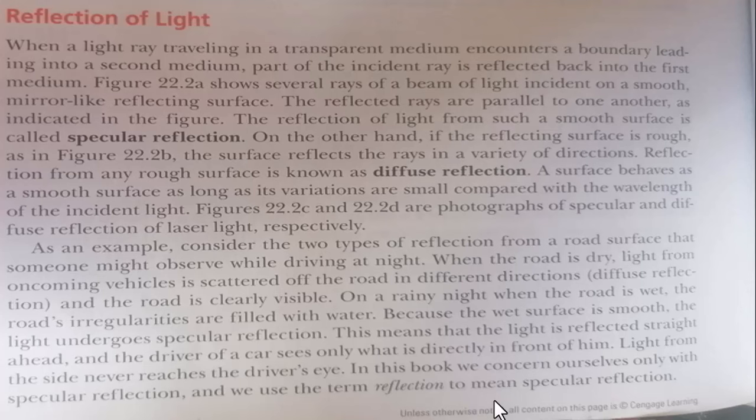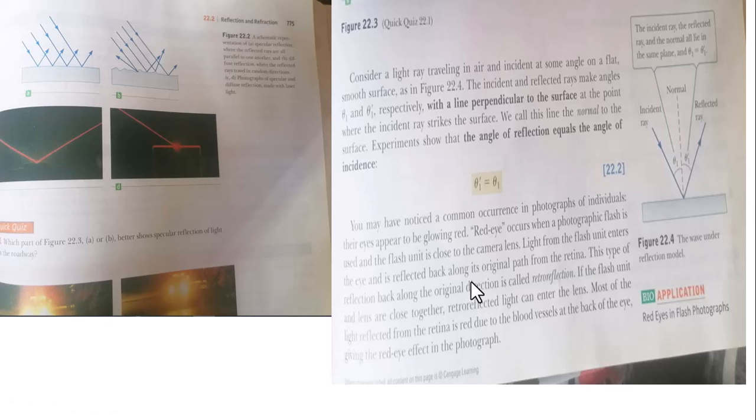They say in this book, we concern ourselves only with specular reflection, and we use the term reflection to mean specular reflection. This is very, very important that we understood that. And remember what they said about this specular reflection. On a rainy night when the road is wet, the road's irregularities are filled with water. Because the wet surface is smooth, the light undergoes specular reflection. This means that the light is reflected straight ahead and the driver of a car sees only what is directly in front of him. So this is exactly what this book will be about. Specular reflection: the light that is traveling only straight towards an object. And this is what we refer to as a specular reflection.